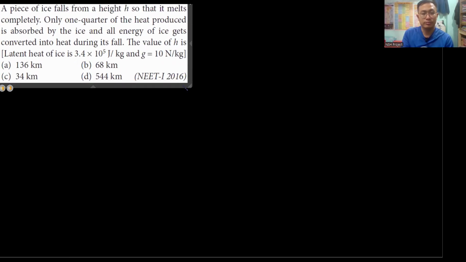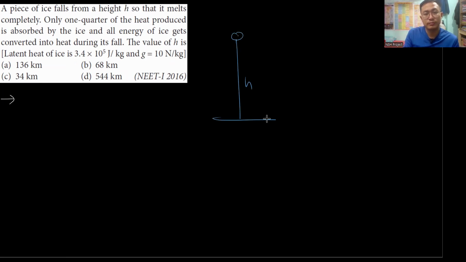Here is the question: a piece of ice falls from a height h. All energy of the ice gets converted into heat during its fall. The potential energy is mgh. Now, only 1/4 of the heat produced is absorbed by the ice.